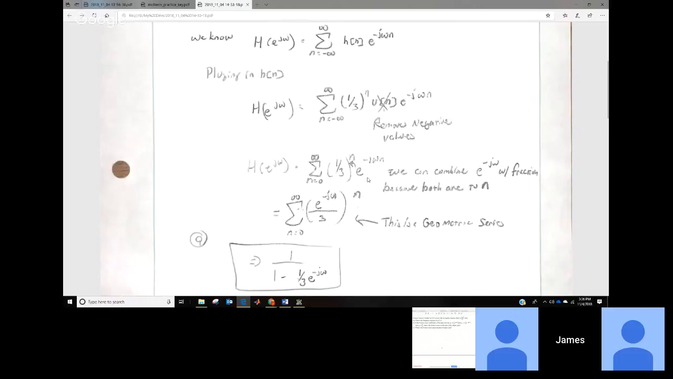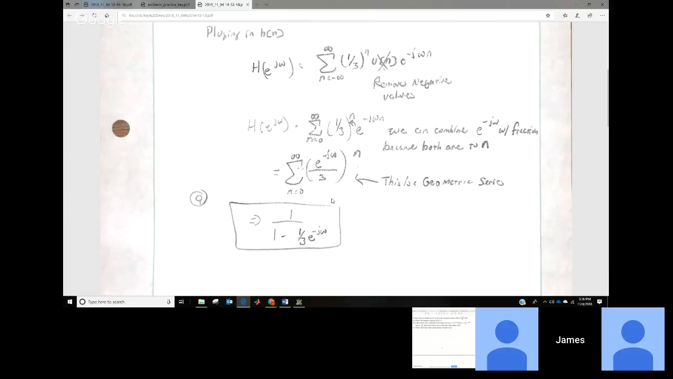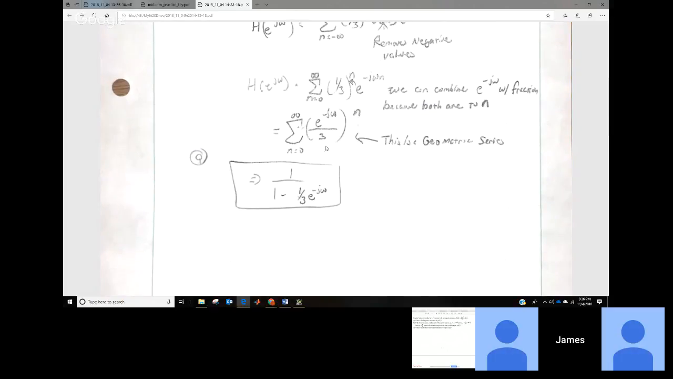Well, first we can put the e to the negative jw in by combining them. It's again the product rule of exponents. So we can get a common base here because these are both to the n. So we just put it into the n, and that is our geometric series. So using that geometric series equation, we're able to just move it over into this. This is our h times e to the negative jw function.